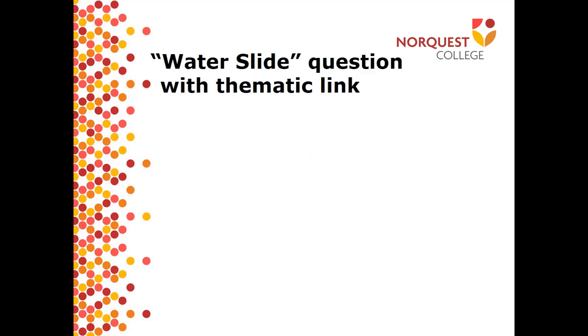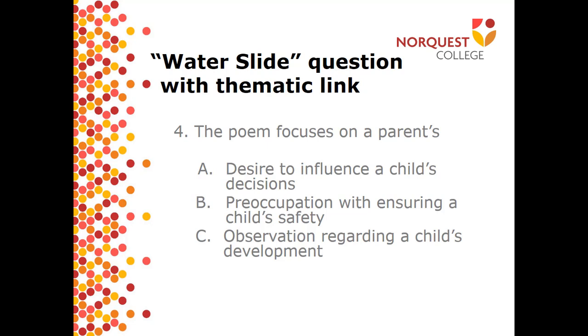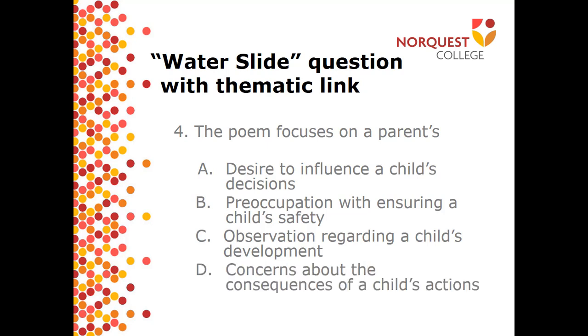Here's question 4 from Waterslide. The poem focuses on a parent's A. Desire to influence a child's decisions, B. Preoccupation with ensuring a child's safety, C. Observation regarding a child's development, or D. Concerns about the consequences of a child's actions.